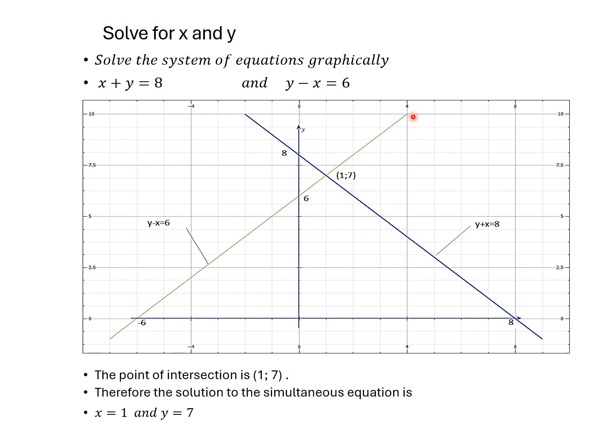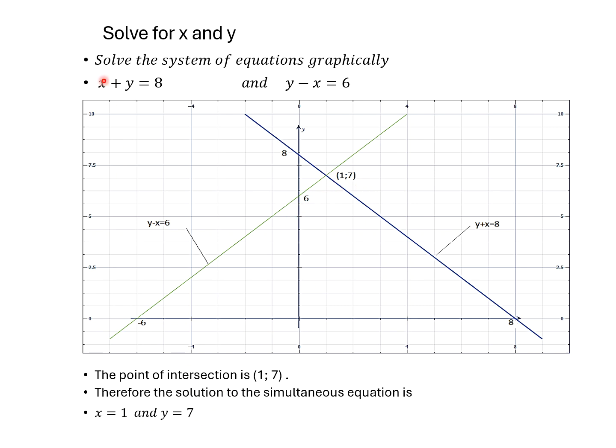Right? Now, the point of intersection where these two graphs meet is at 1 and 7. So if we had to read this off and we drew to scale, that point there is 1, and this point in between 6 and 8 is 7. So therefore that is 1 of 7. So point of intersection is 1 and 7. Therefore the solution to the simultaneous equation, x equal to 1 and y equals 7.